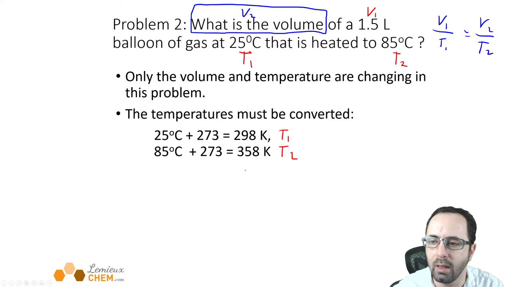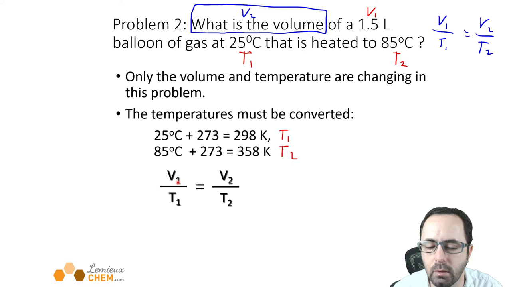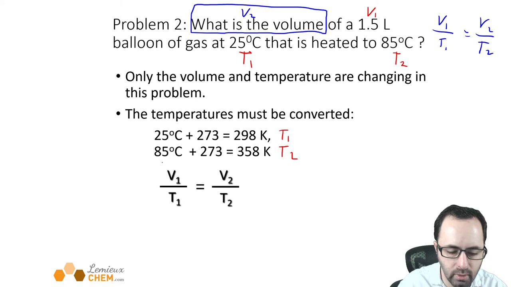So now we're ready to plug in to V1 over T1 equals V2 over T2. For V1, we're going to plug in 1.5 liters. I'll just write them above. So 1.5 liters. For T1, we're going to put in the temperature here, 298 Kelvin.